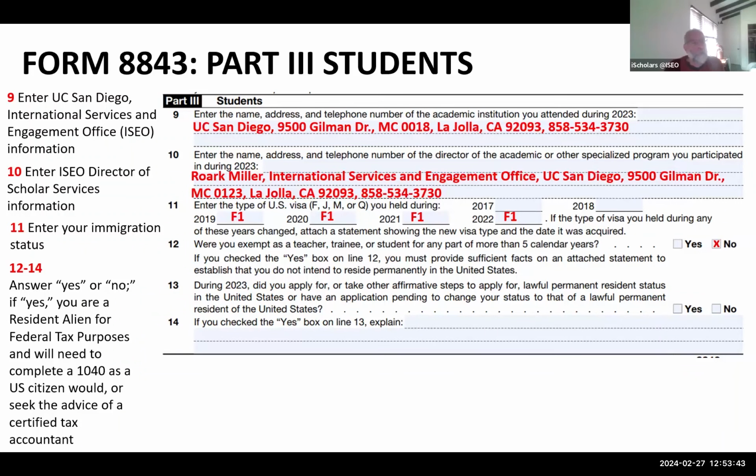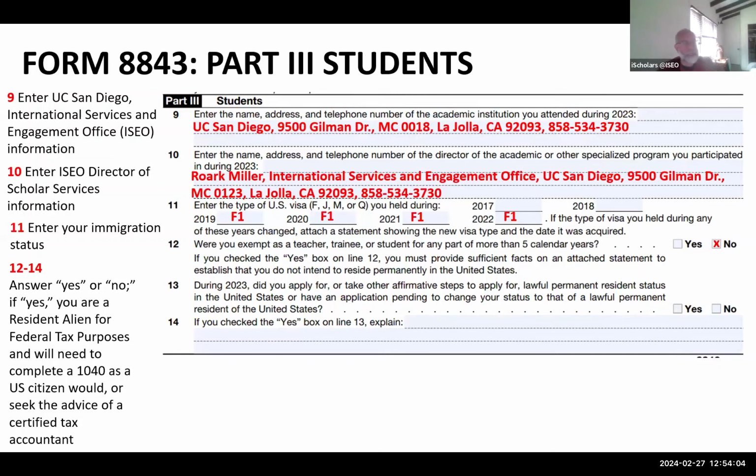I entered the US in 2023 as a J1. My wife entered as a J2 in 2024. Does she need to fill out the form 8843? No, because she was not present at all in 2023.